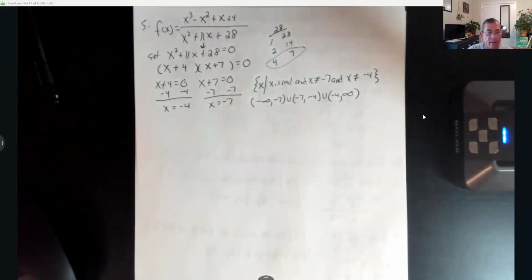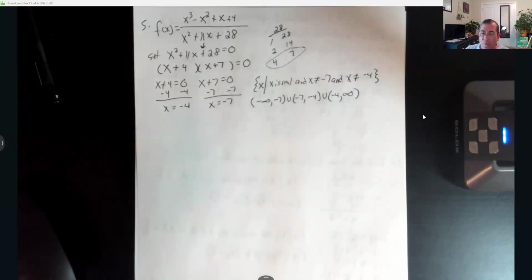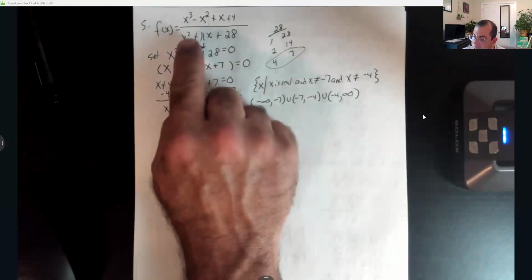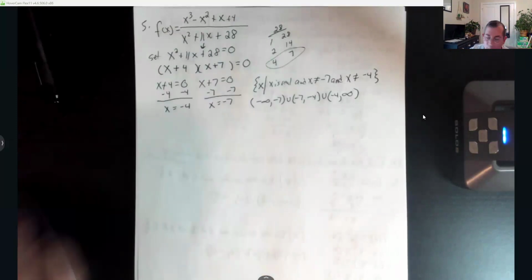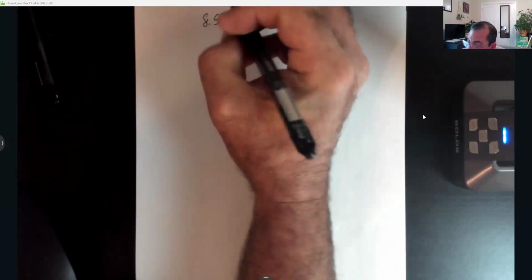All right, y'all, that basically was 5.1, mainly a repeat of what we were doing earlier. We just added the quadratics to it, okay? So now let's actually look at 8.5, and that deals with rational functions.